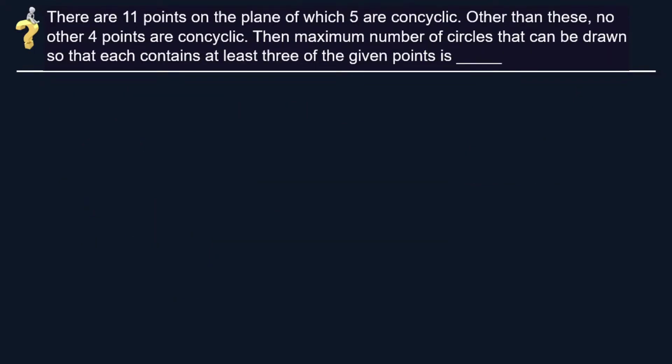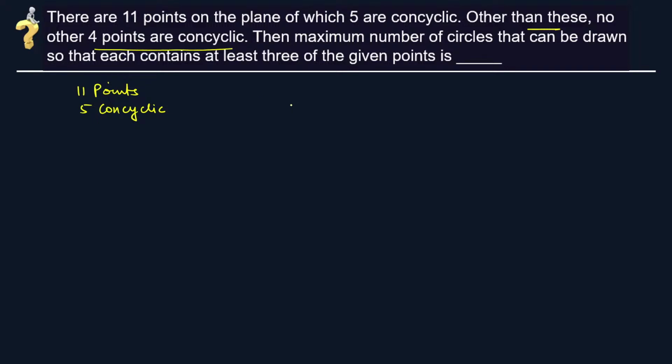There are 11 points on a plane, out of which 5 are concyclic. Concyclic means through these 5 points, only one circle can pass. Other than this, no 4 points are concyclic.